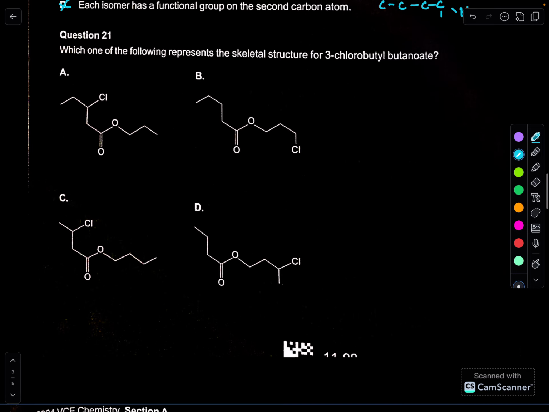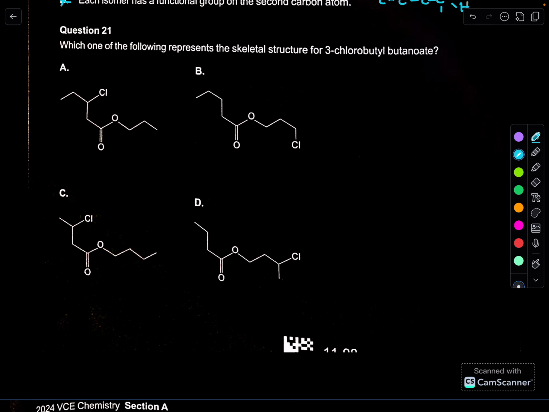Okay, question 21. Which of the following represents a skeletal structure for 3-chloro-butyl butanoate? Okay, so I know this is the ester. But 3-chloro? Normally, all the esters that you do in year 12, as I've done so many past papers, I've never seen them put something in front of it. Normal esters are so basic, they'll just write butyl butanoate. Of course in uni I've seen that, but never in textbooks. So how would students know how to draw this, to be honest?